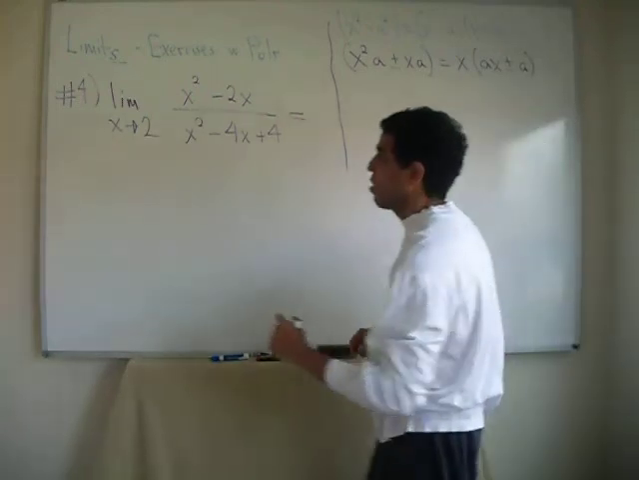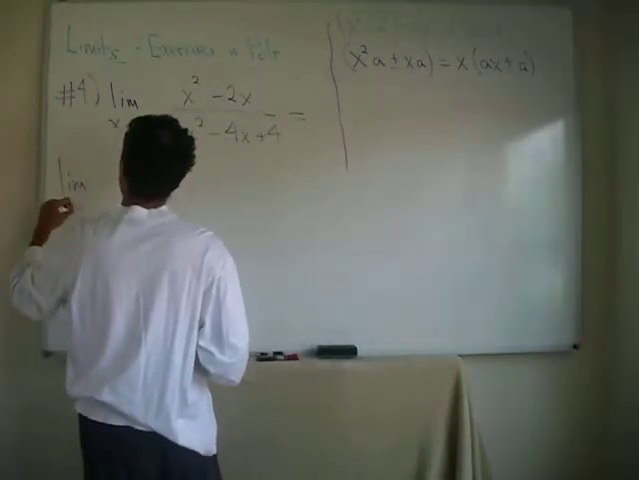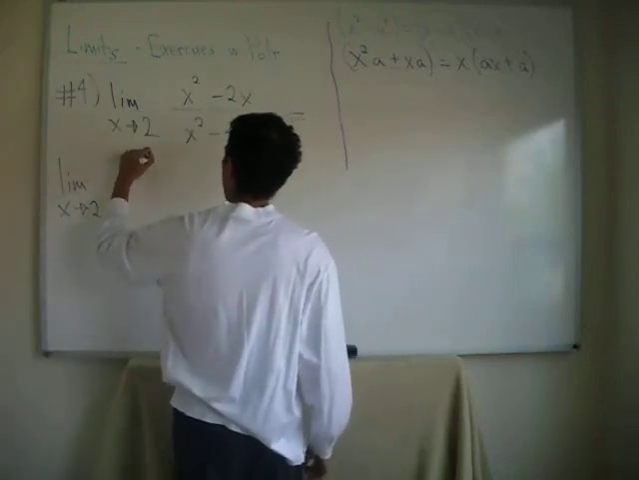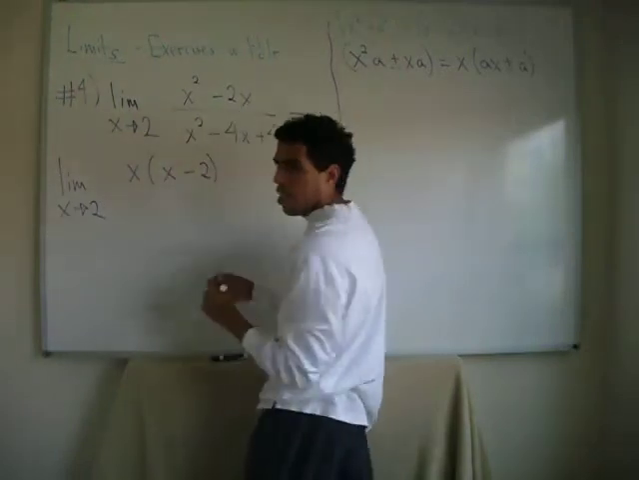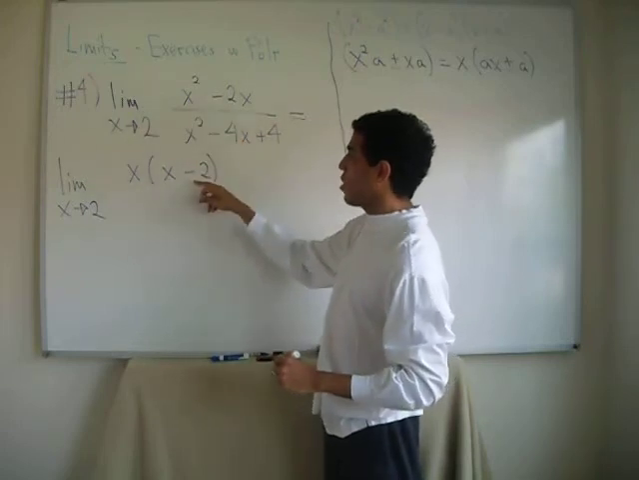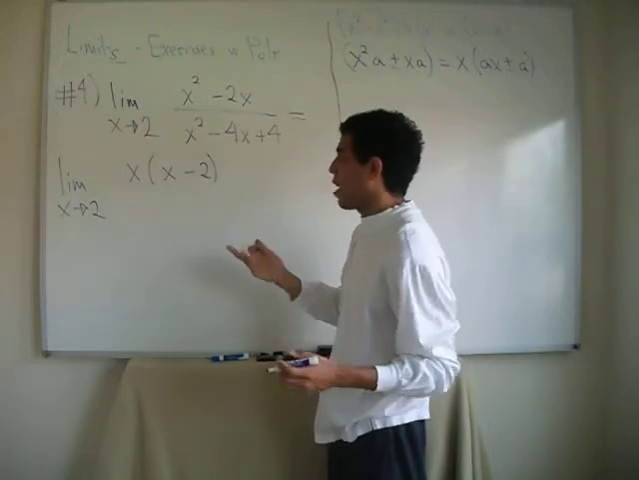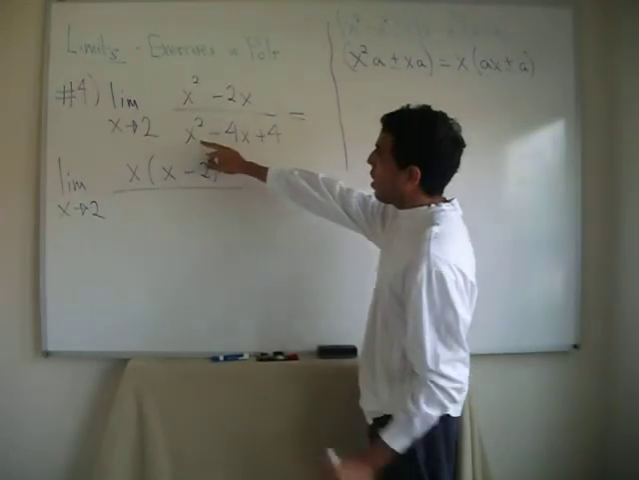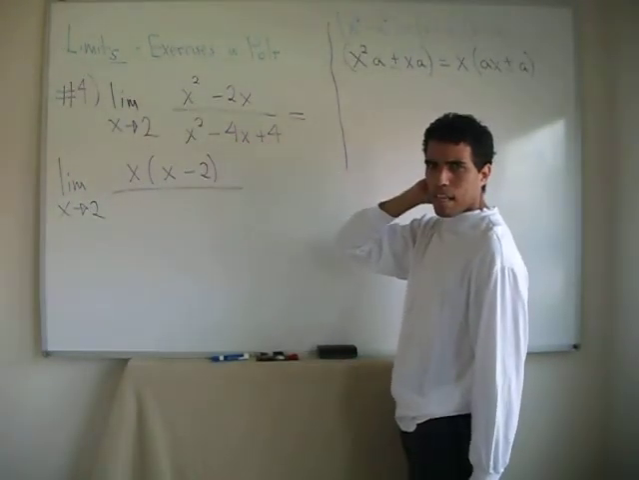So let's do that. Limit of x tending to 2. And on the top I'm going to have x that is common factor to x minus 2. Okay, you see? If I multiply x times x, I get x squared. If I multiply x times minus 2, I get minus 2x. Okay? What happens at the bottom? Well, I have x squared minus 4x plus 4. That looks like something I have seen before.